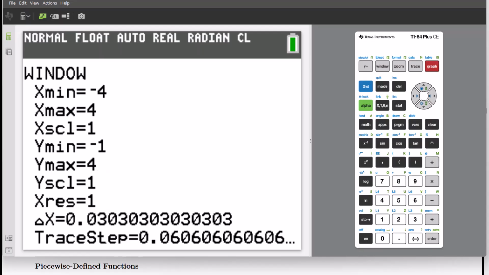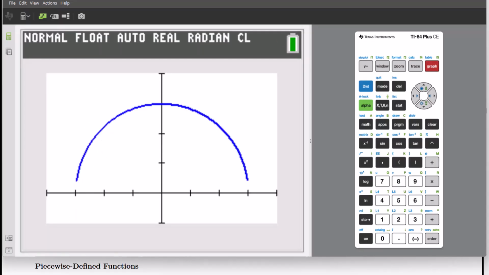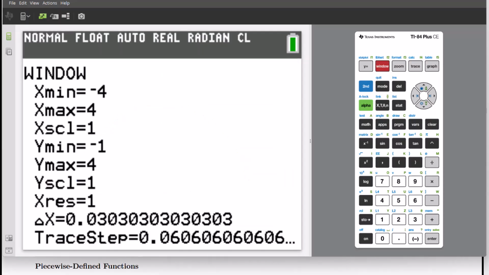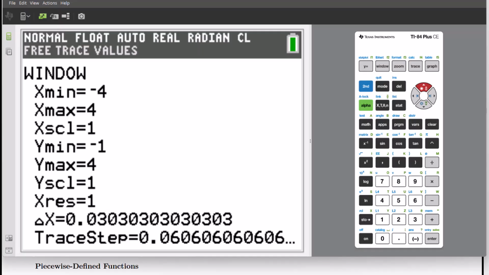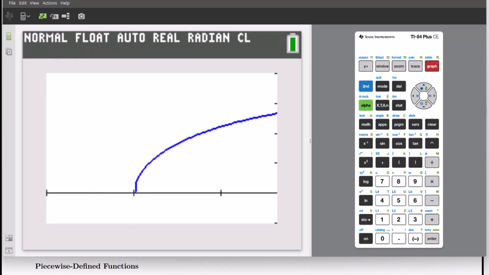And so if I do that, let's see what the graph looks like. Again, you can see it's trying to touch the x-axis at -3 and 3, but it's not able to. So to make it try to connect, let's go back to window again. And this time, I'll go down a little bit to where it says delta x and trace step and all that. I'm going to make this smaller. It says 0.03 for me right now. I'm going to make it 0.01, for example. And let me click graph and see what happens now.